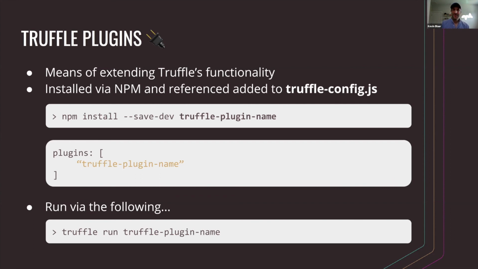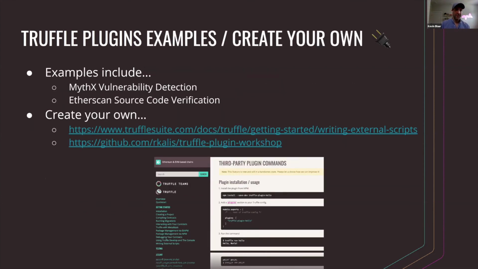So if there's a thing, oh, it'd be great to hook into Truffle's build pipeline, or integrate with a third-party service, then a plugin is potentially a good candidate for that. That's how you install it on this slide and then run it. And for actually creating one, just like the boxes, we have some reasonable docs on that.